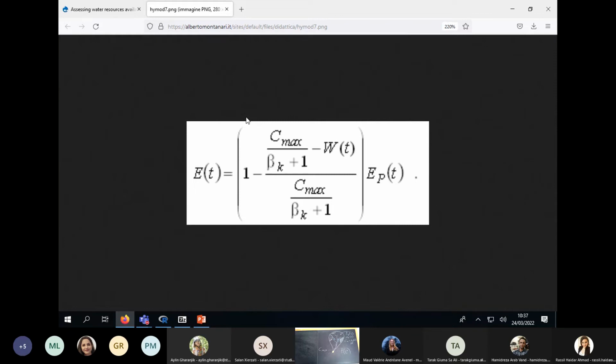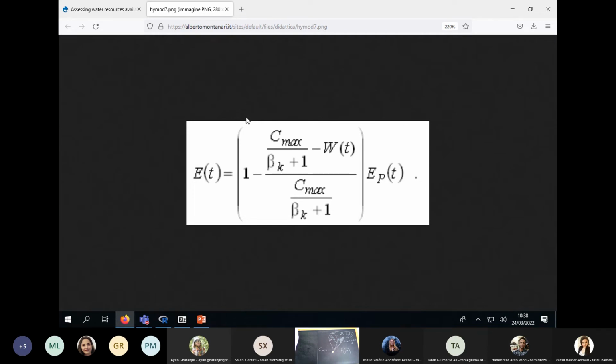It's called here EPT. P stands for potential. Very good. Now, it's clear that the actual evapotranspiration ET is a fraction of EPT. It cannot be higher, it can be zero. It's a fraction of EPT. How to express this fraction? I think a logical intuition is that the fraction depends on the water storage in the catchment. This is an assumption that is adopted by many models, and it's the same assumption that you can see here.